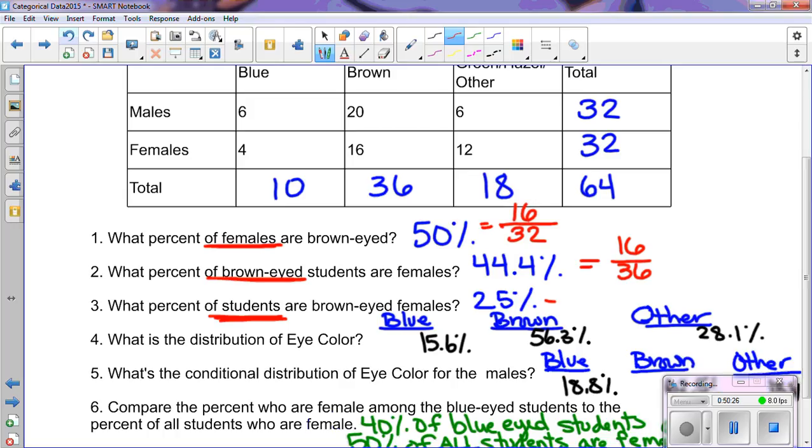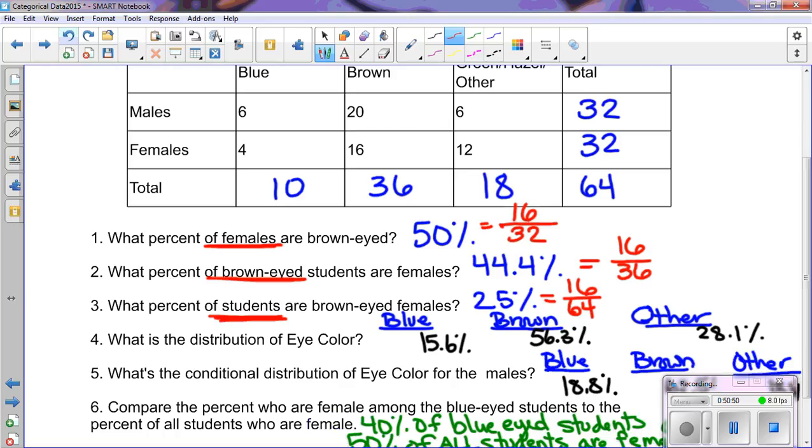64. It's the total of all the students. Which ones of those are brown-eyed females? That would be, again, 16, but what we divided by changed every time. What follows the word "of" identifies what you divide by. Okay? The distribution of eye color. Notice I have the percents there, but I really want you to show me what the percentage was.